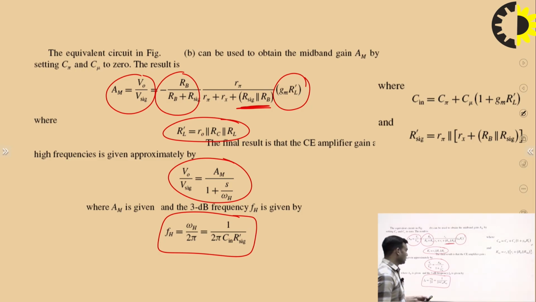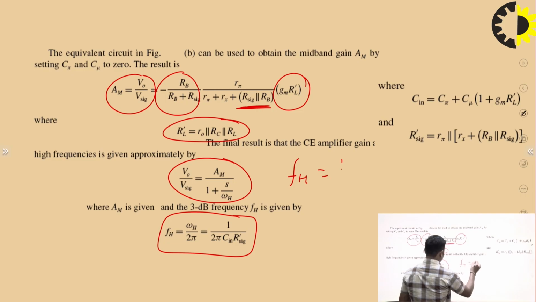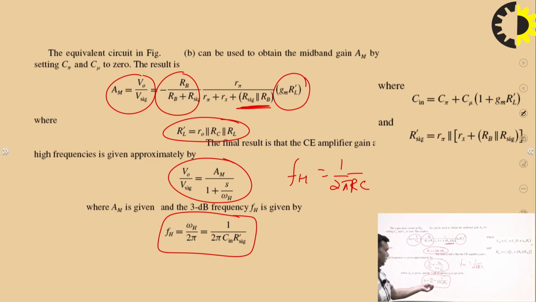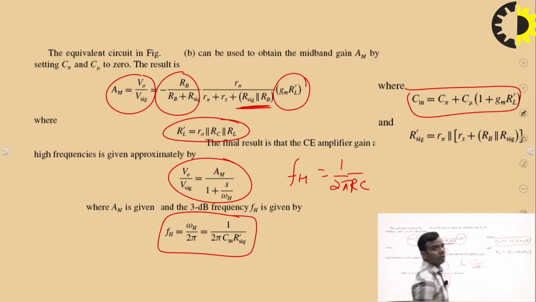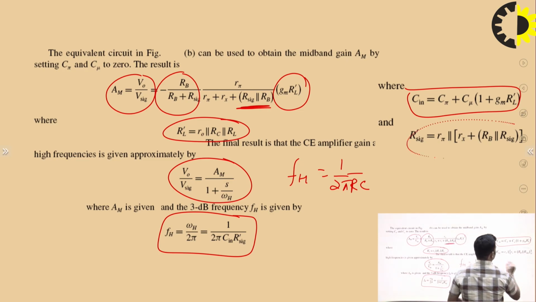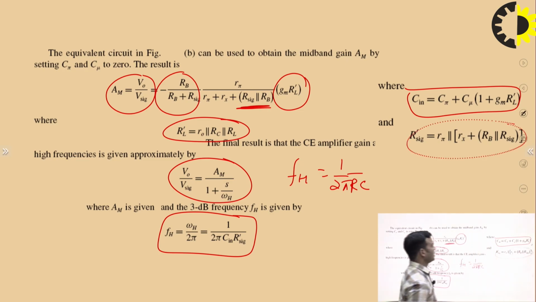Actually, this is obtained from the response of a low pass filter, for which the cutoff frequency FH is equal to 1 upon 2 pi RC. So, C in and R dash signal. With the help of these expressions, you can find out C in is equal to C pi plus C mu into 1 plus GM RL dash, and R dash signal is equal to R pi in parallel with Rx plus RB in parallel with R signal.